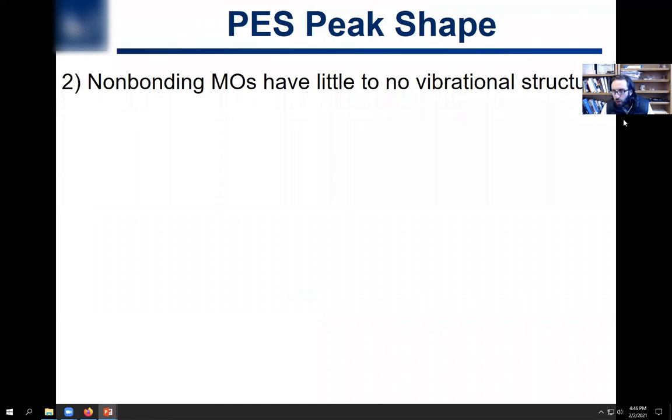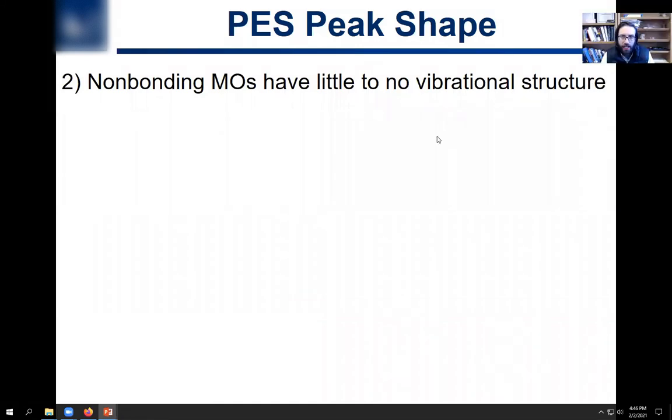It follows as a corollary that non-bonding MOs have little to no vibrational structure. And why is that? Because if you eject an electron from a non-bonding MO, you're not changing the bond order. And if you're not changing the bond order, you're not expanding or contracting. In other words, you're not stretching. That means you're not accessing these vibrational states, right, that are associated with stretches.